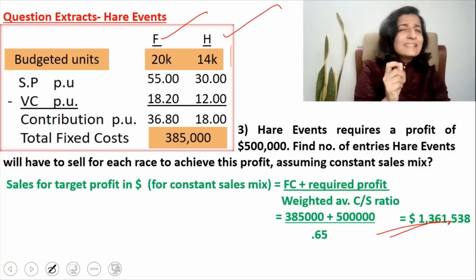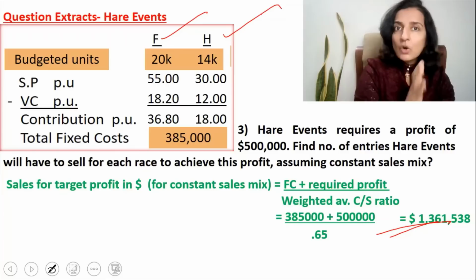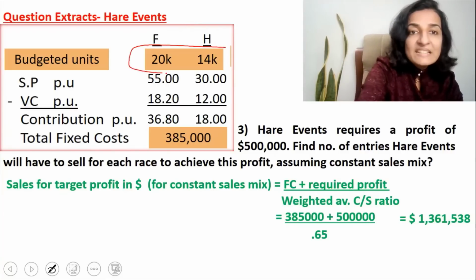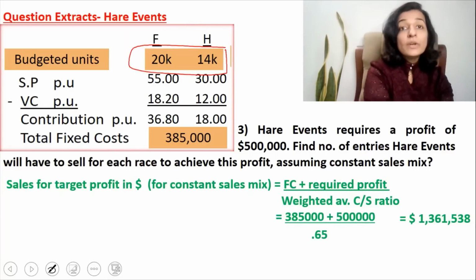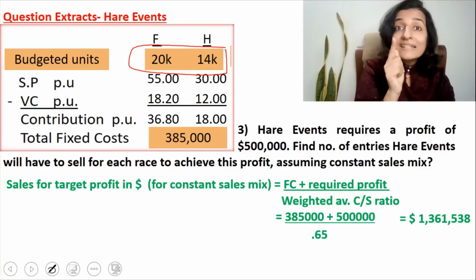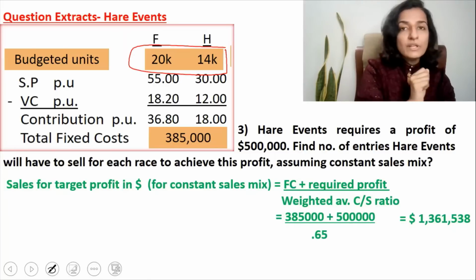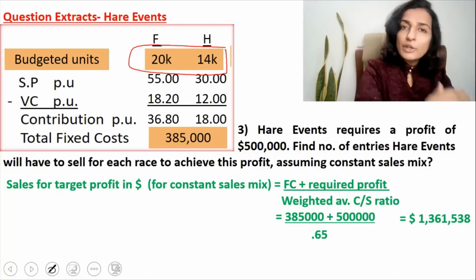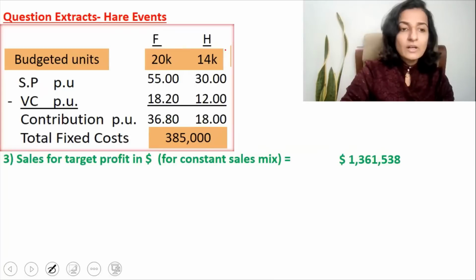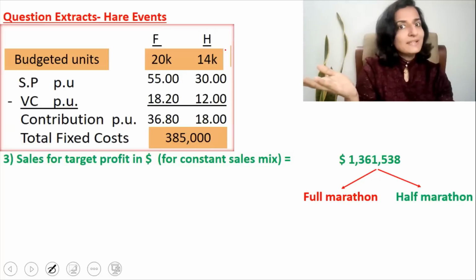And how do you split the sales in dollar between the two products? It is always based on the sales value ratio, or the sales in dollar ratio. Never split it in the ratio of 20:14. Why? Because 20:14 is not the sales value ratio. It is the sales units ratio. So we need the sales value ratio. So how do you find out the sales value for full marathon and the half marathon? Fairly simple. Just multiply the units with the selling price. You get the sales in value.